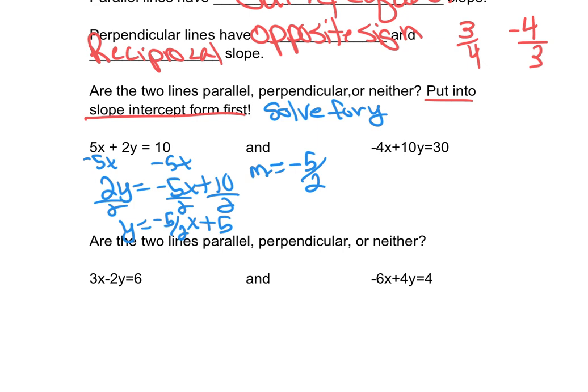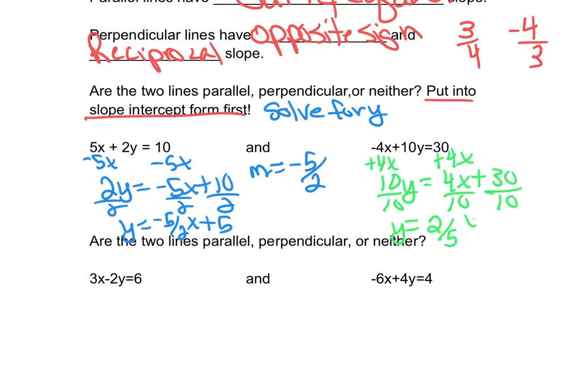On the other side, now I'm going to add 4x to both sides. I get 10y equals 4x plus 30. If I divide by 10, divide by 10, divide by 10, 4/10 simplifies to 2/5. x plus 3. So our slope over here is a positive 2/5. Opposite signs and reciprocals, these are going to be perpendicular.